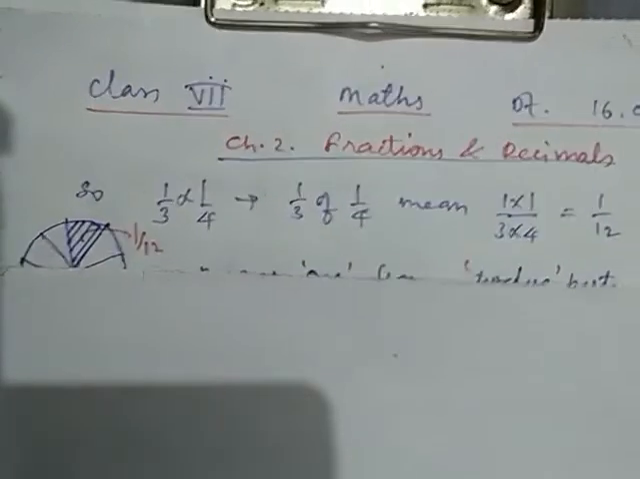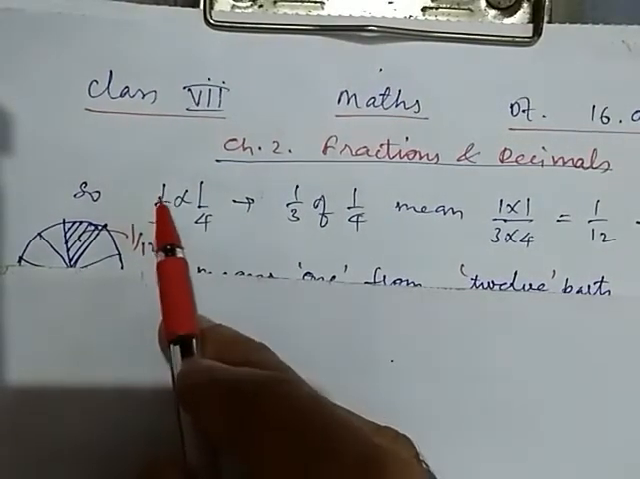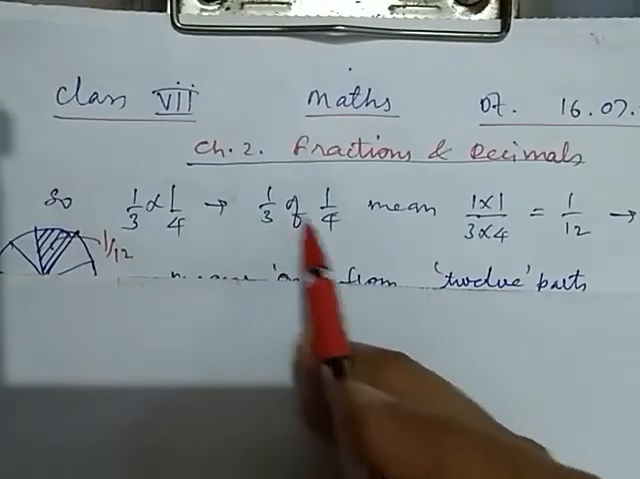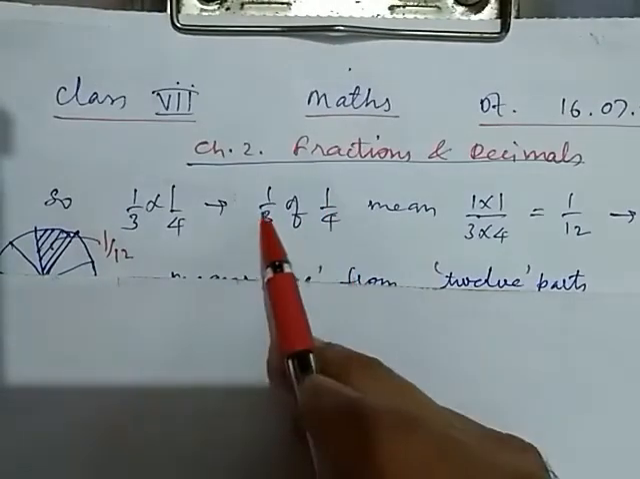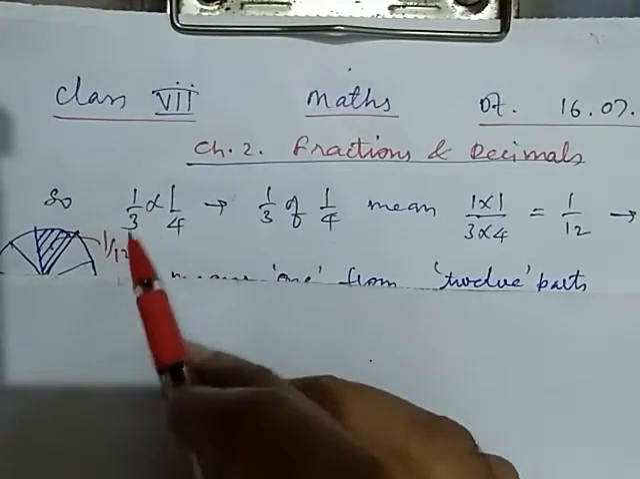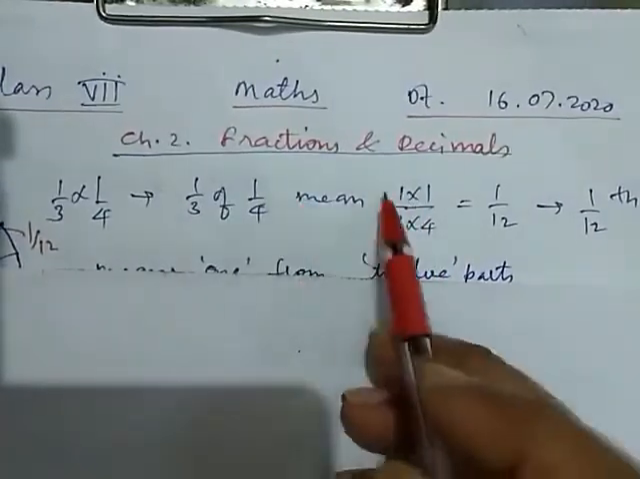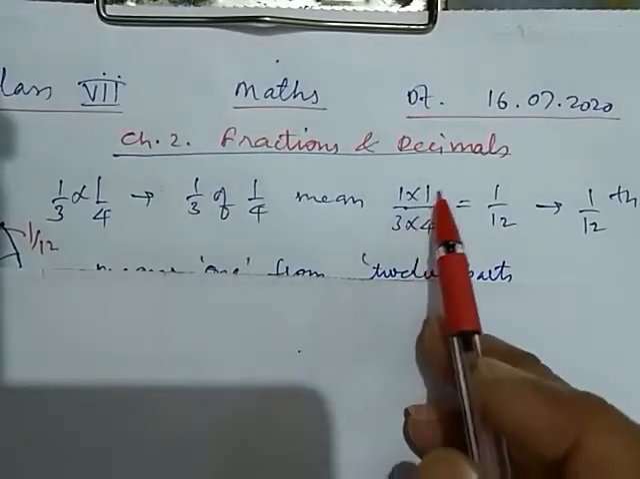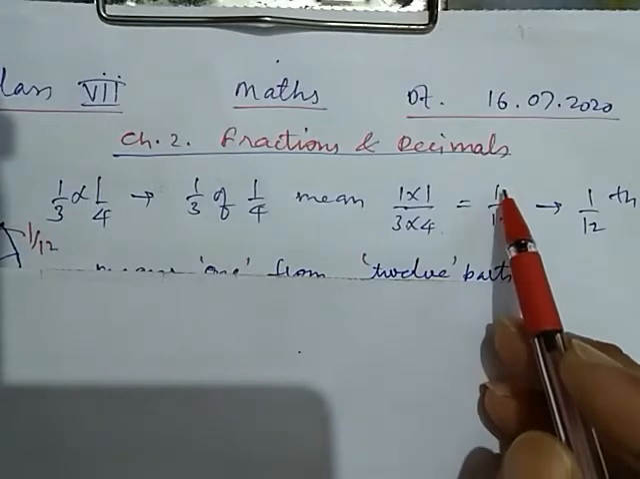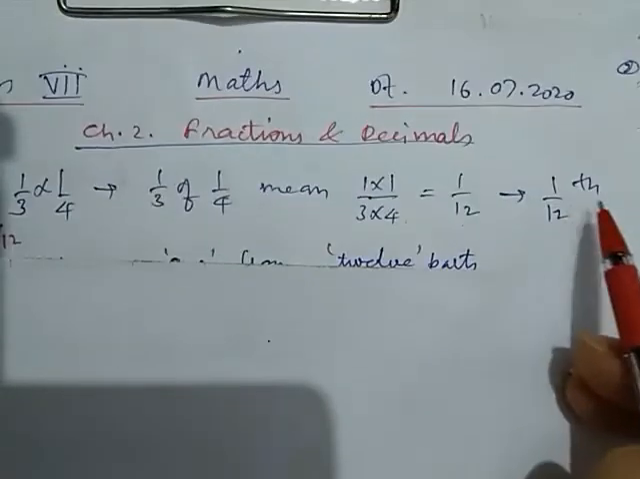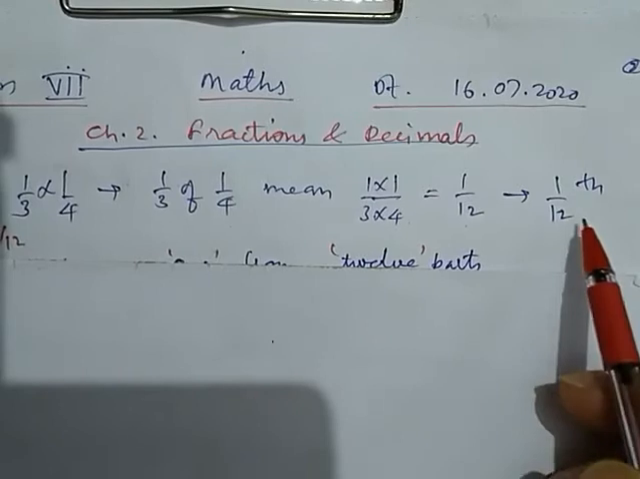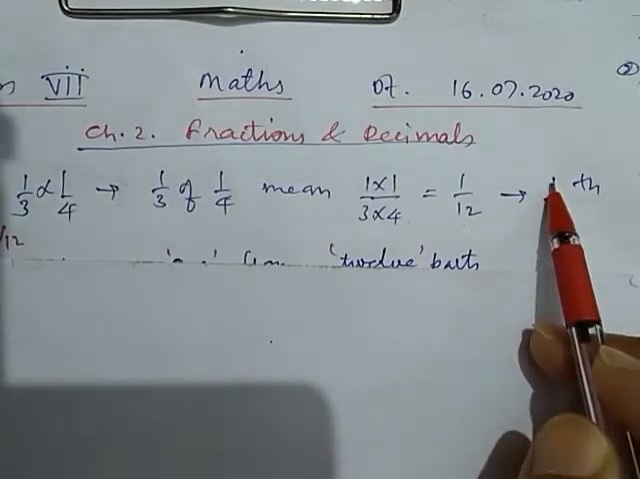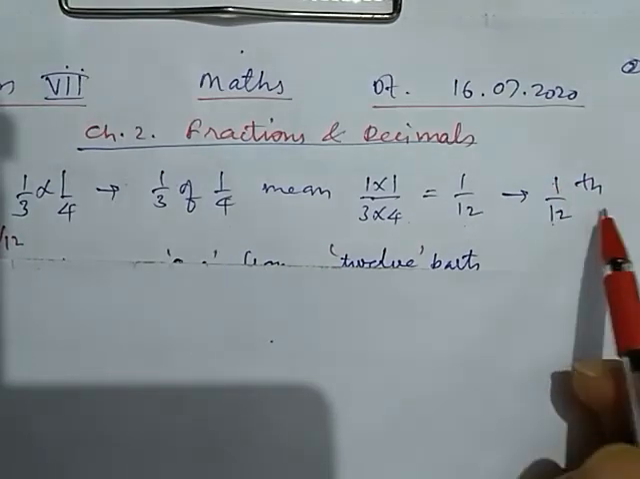Here we take another example. 1 by 3 into 1 by 4 means 1/3 of 1 by 4. 1/3 of 1 by 4 means 1 by 3 into 1 by 4. So we multiply the numerators and we multiply the denominators. So 1 into 1 and 3 into 4. It becomes 1 by 12. That means we make a total of 12 parts and consider only 1. So we call it 1/12.